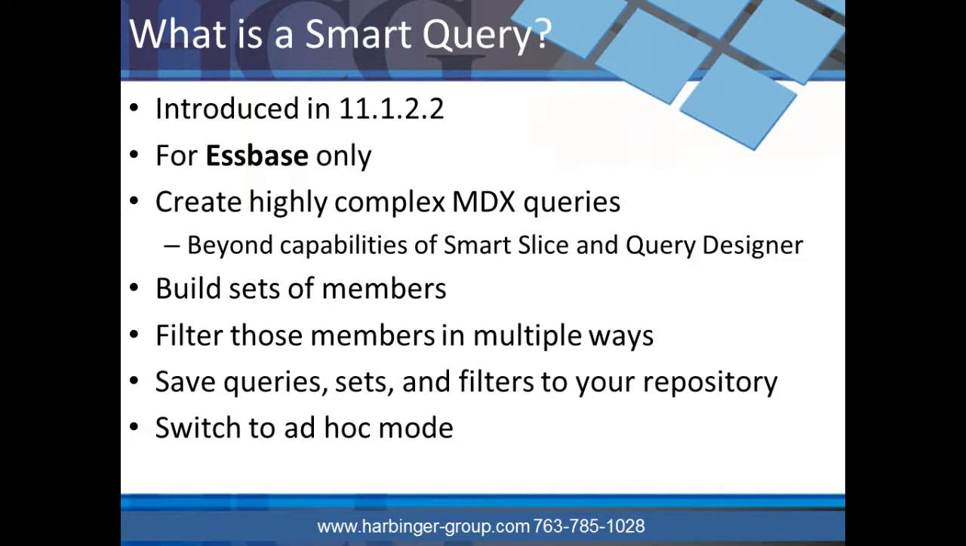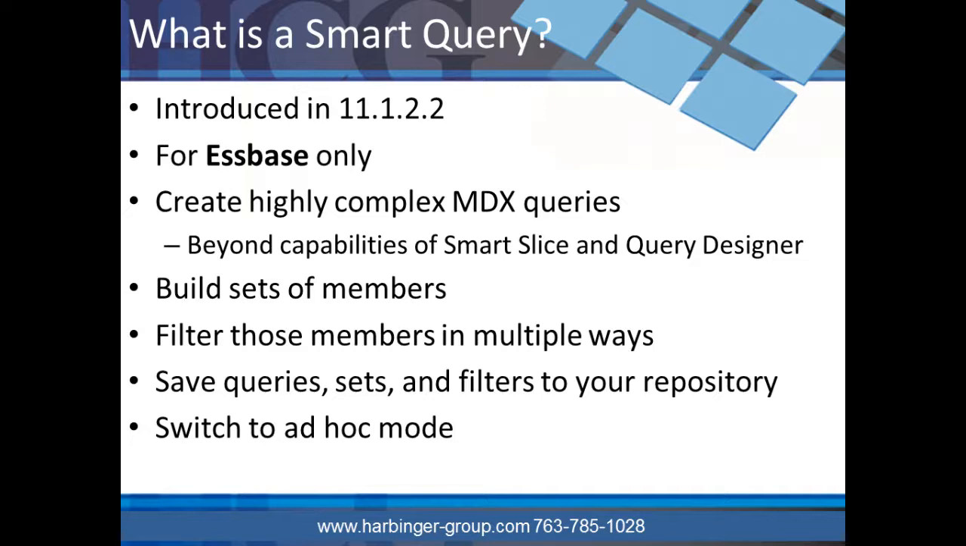And what you do with a smart query, and I don't expect you to understand this, is you build what are called sets of members. I'll show you this. You filter those members in multiple ways for your query, and then you can save the query, you can save the sets, you can save the filters into something called a repository, and the repository is personal to you. And then while you're in a query, and you can keep on querying in this smart query, you can actually switch it to the ad hoc Smart View mode where you can then do zooming in, zooming out, pivoting, keep only, remove only.